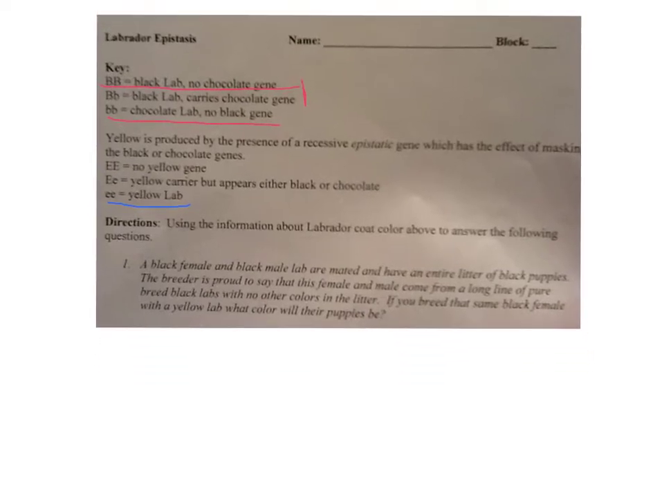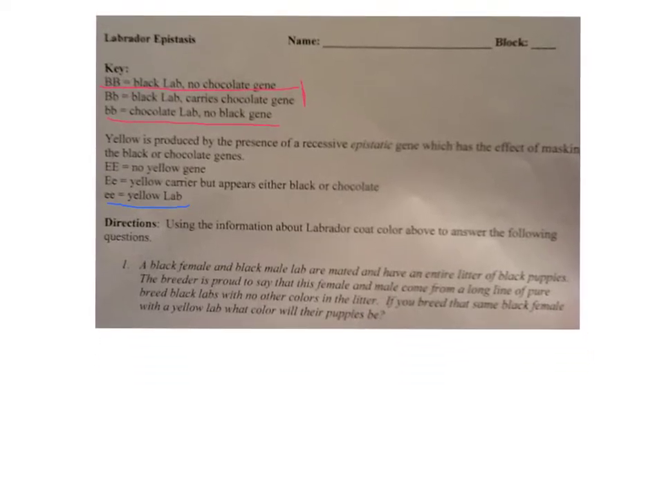So first of all, with problem number 1, you want to think about the fact that you have a black female and a black male lab that have mated and produced a bunch of black puppies. And the breeder is saying that these are purebred, meaning generation after generation they're producing black puppies. So from that information, we're going to assume a couple things.